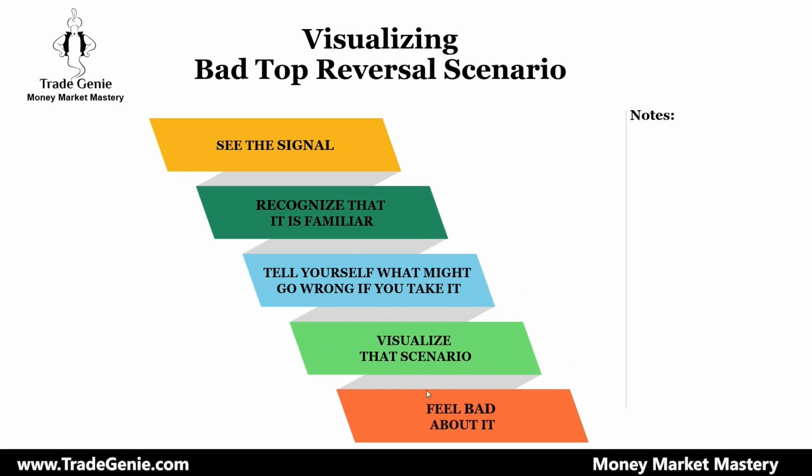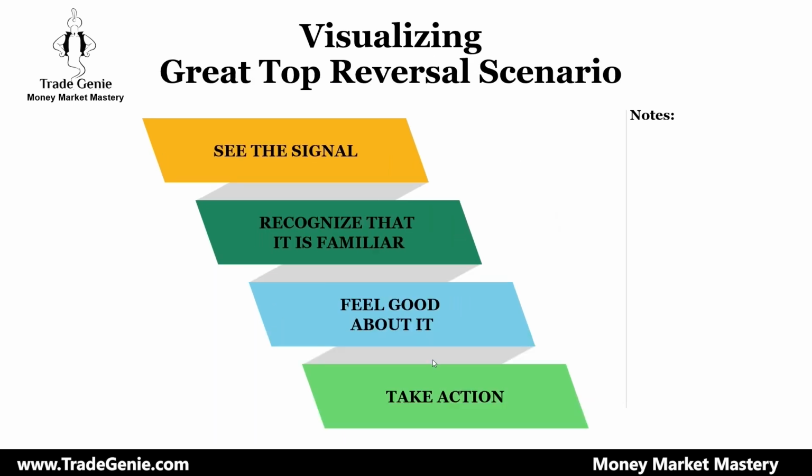If you're creating a scenario, maybe you need to do something to turn around these two steps, and you're not forcing it, like telling yourself I need to feel good about it. Not like that. You really feel good about it, and then you take bold and courageous action. So this is a bad scenario, visualizing a bad top reversal scenario. So don't do this. You need to do it like this.